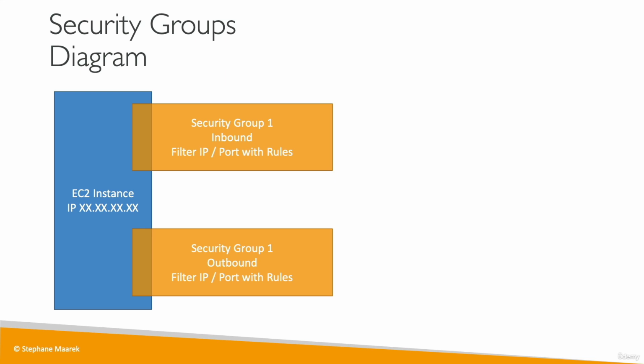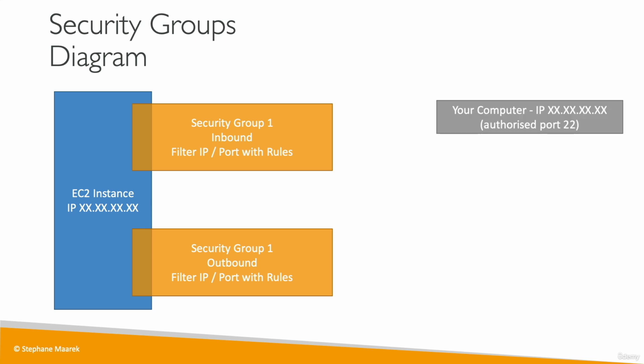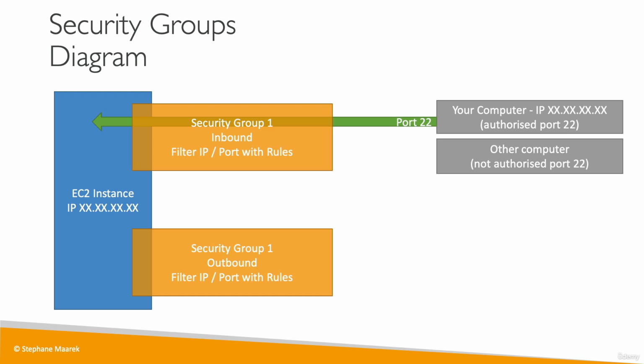Now let's look at the diagram. We have our EC2 instance, and it has one security group attached to it that has inbound rules and outbound rules. I've separated them onto this diagram. Our computer is going to be authorized on, say, port 22, so the traffic can go through from our computer to the EC2 instance. But someone else's computer that's not using my IP address, because they don't live where I live, if they try to access our EC2 instance, they will not get through, because the firewall is going to block it, and it will be a timeout.